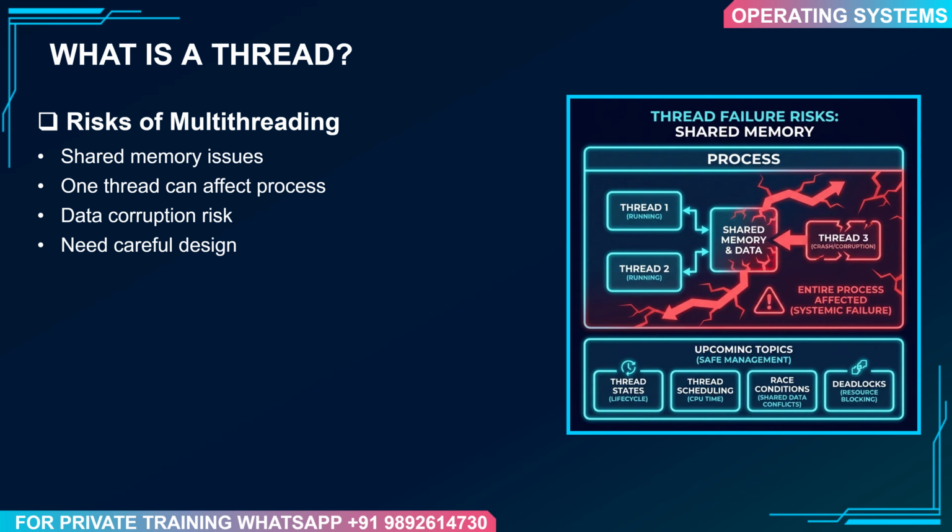One last point to keep in mind is that because threads share memory, a problem in one thread can affect the entire process. If one thread crashes or corrupts shared data, the whole process may behave incorrectly. This is why multi-threading requires careful design. In upcoming topics, we will talk about thread states, thread scheduling, and common problems like race conditions and deadlocks. Those topics will help you understand how operating systems manage threads safely and efficiently.